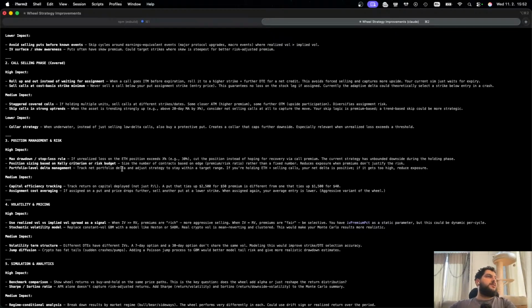High impact. Roll up and out instead of waiting for assignment. That's interesting. When a call goes in the money before expiration, roll it to a higher strike. That actually totally makes sense. Plus further DTE, days to expiry, for a net credit. This avoids forced selling and captures more upside. Your current sim just waits for expiry. Okay, this is actually a very cool idea. I think it's pretty easy.